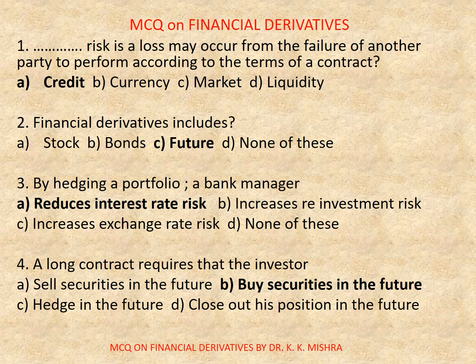Question number 4. A long contract requires that the investor. Options are A. Sell securities in the future, B. Buy securities in the future, C. Hedge in the future, D. Close out his position in the future. If you look at it comparatively, you will find B to be the correct answer, buy securities in the future. Now move to the next slide.